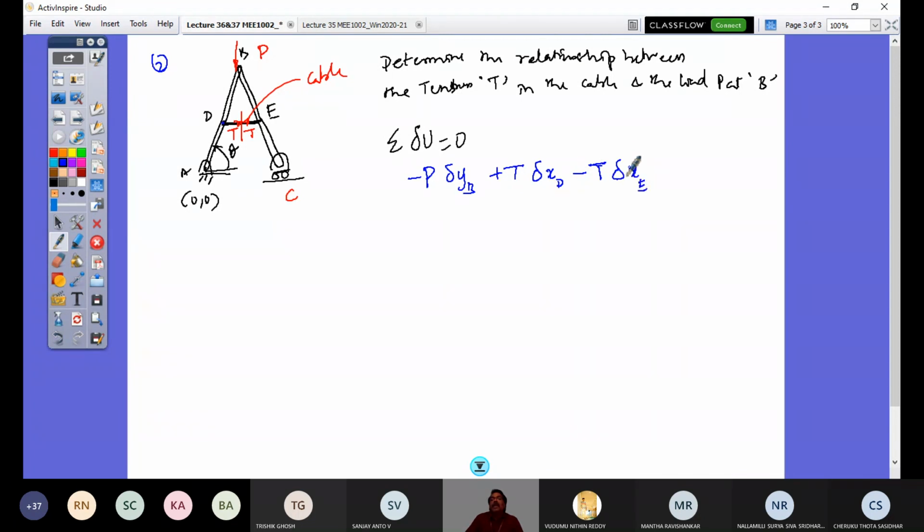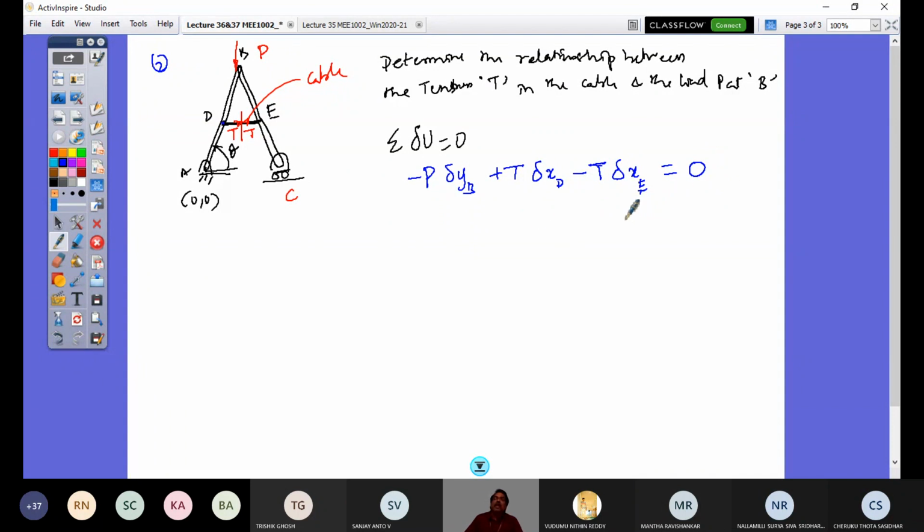Why here x? I consider it because the forces are horizontal. In case I have an inclined force, I will take its component. I will consider for that both x and y displacement. So this is all the three virtual work done. The sum of this work done should be equal to 0, which is the virtual work principle.